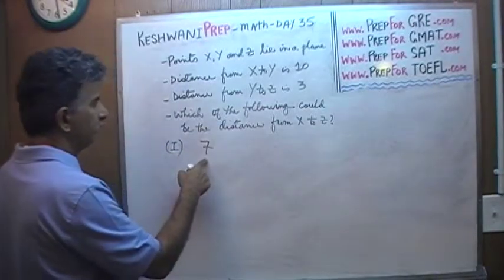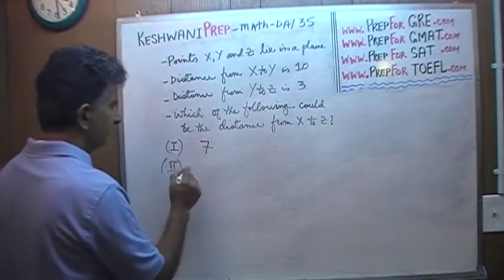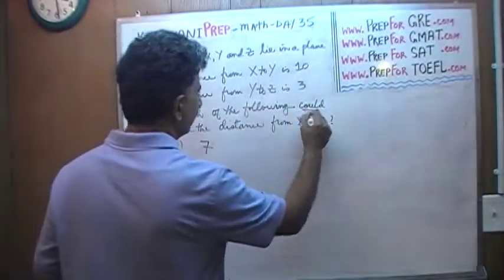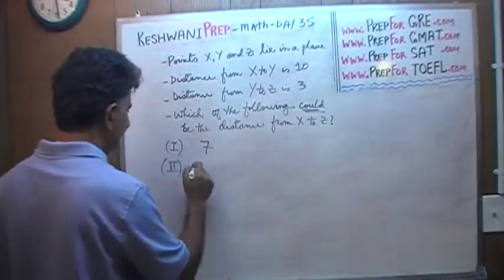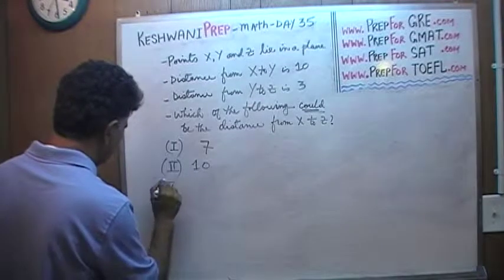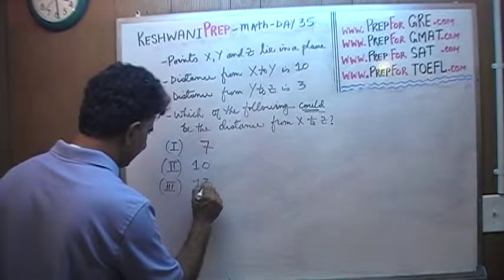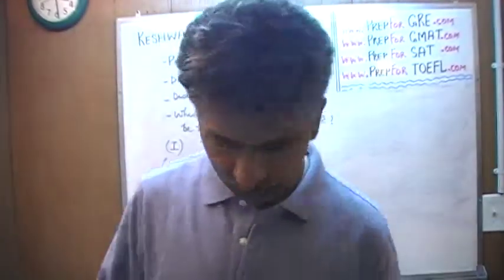Could the distance from X to Z be 7? It is could. You see, we do not know for sure. Could the distance from X to Z be 10? Or could the distance from X to Z be 13? Finish watching the entire video before you judge it. Do you understand?